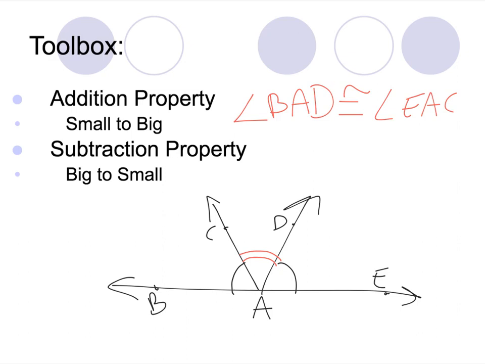That's exciting stuff right there. I just added angle CAD to both of them. Now, I don't put that in my proof, but that is what's going on behind the scenes. So I'd say that those two are congruent, and my reason would be the addition property. Now, let's think about this as a subtraction property type problem.